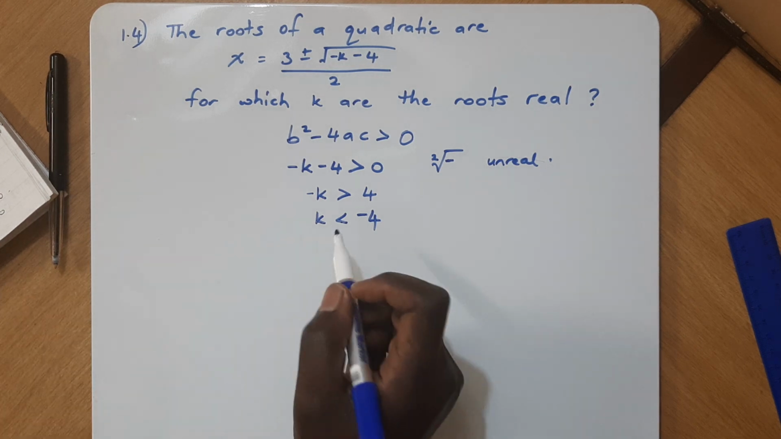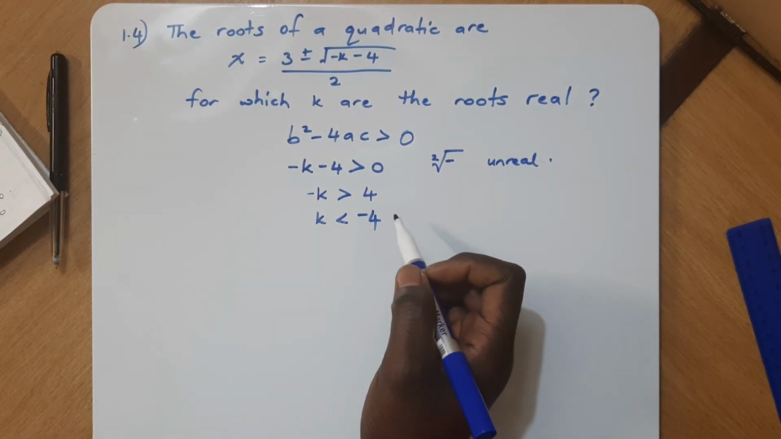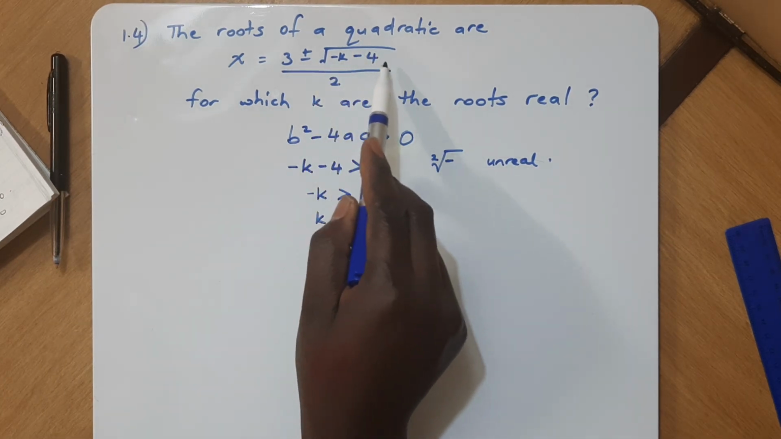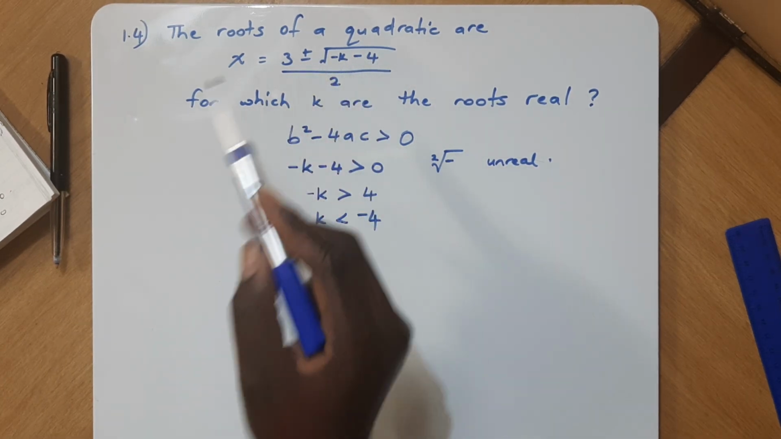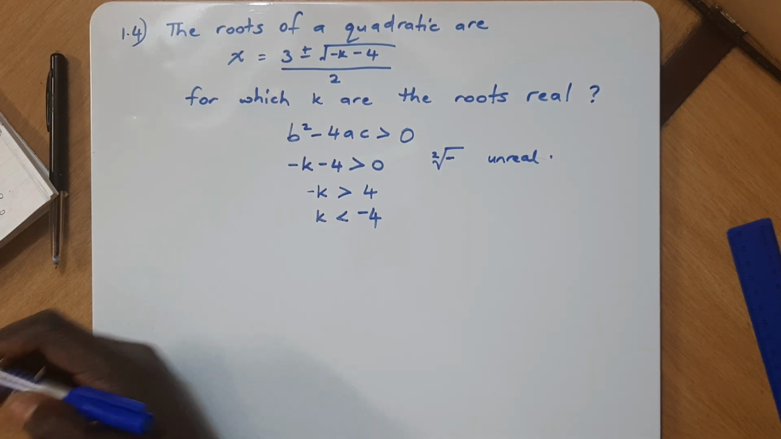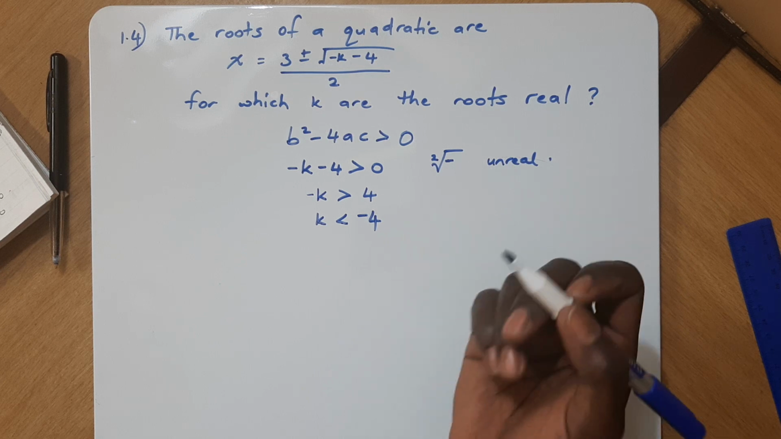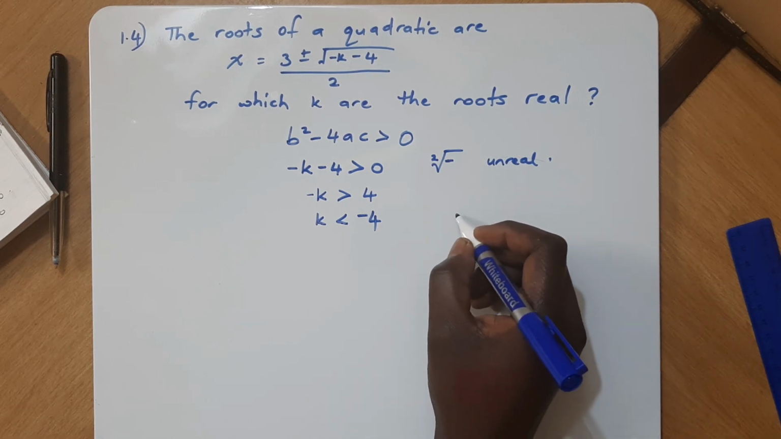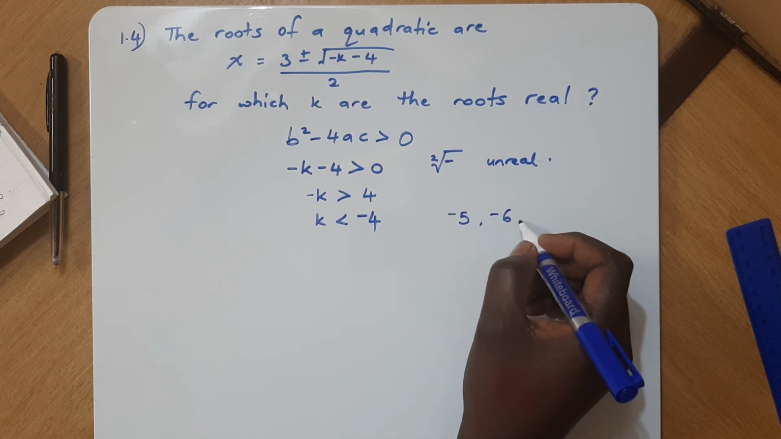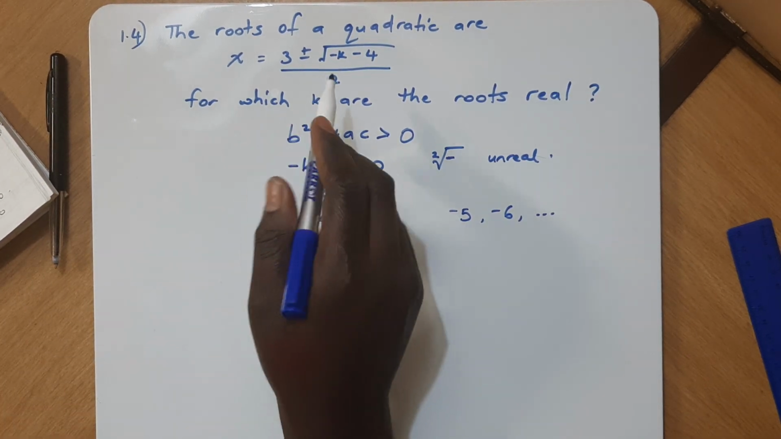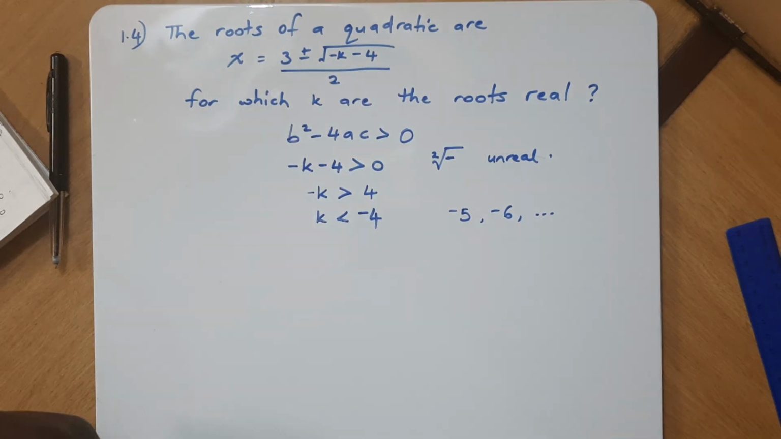Okay, k being less than minus 4 simply means that this would always be a positive value in here, right? So values of k less than minus 4, it means minus 5, minus 6, and so forth, okay? Going onwards, we'll keep this value positive.